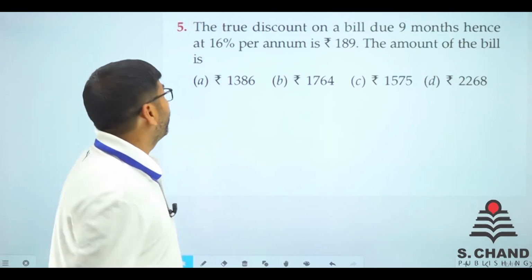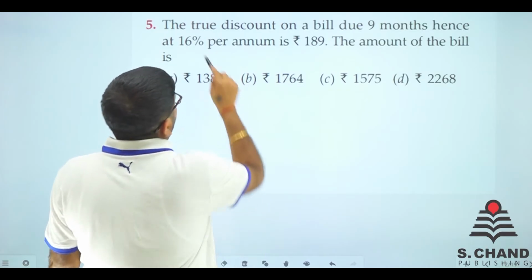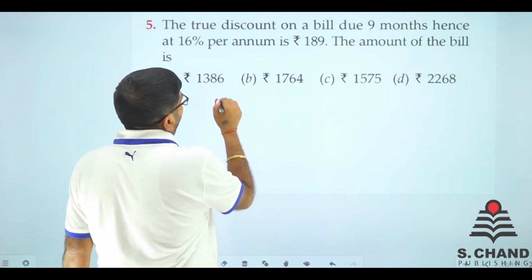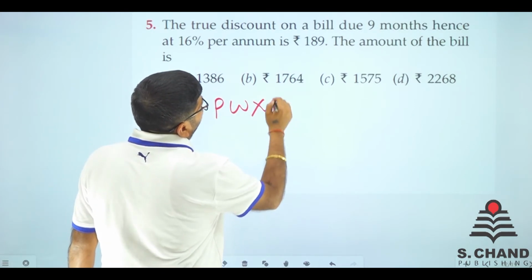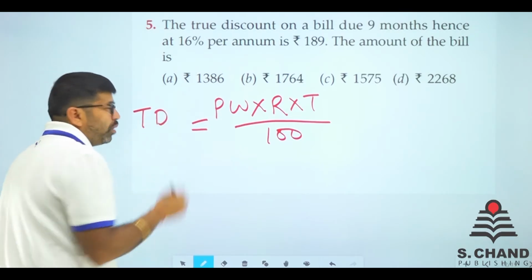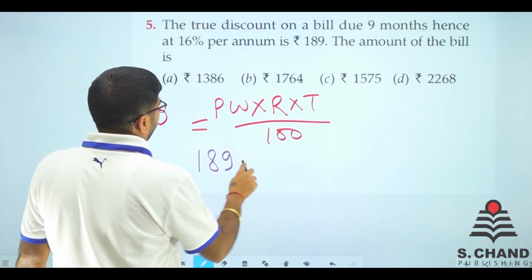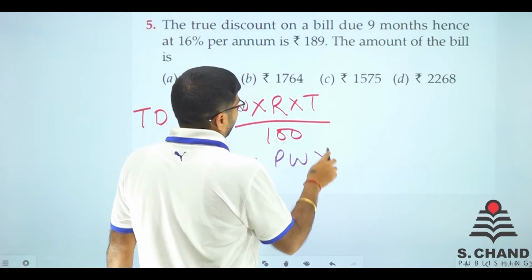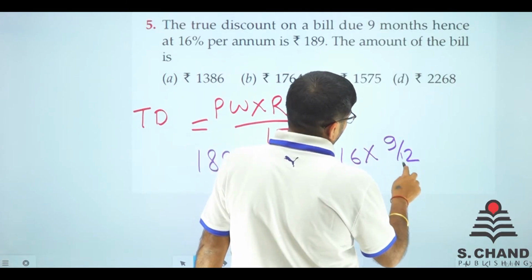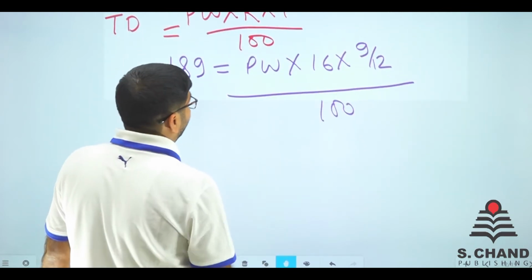Okay. So we have true discount with us. That is 189. And we have the rate of interest and we have the time, right? So if you remember, we have a formula PW into R into T divided by 100 is actually true discount, or SI or whatever you say. So true discount here is 189. So I put all the values. 189 is equal to PW we need to calculate into rate of interest 16%, into time given 9 by 12, and divide by 100.